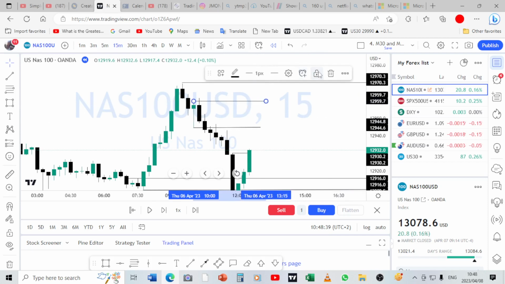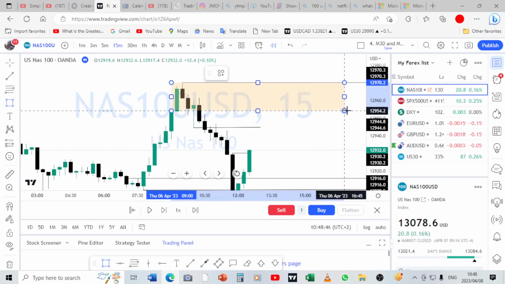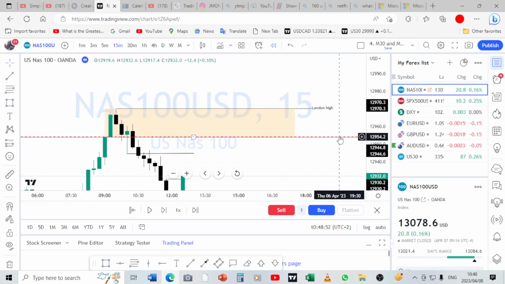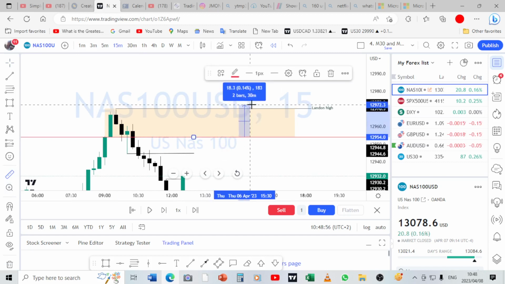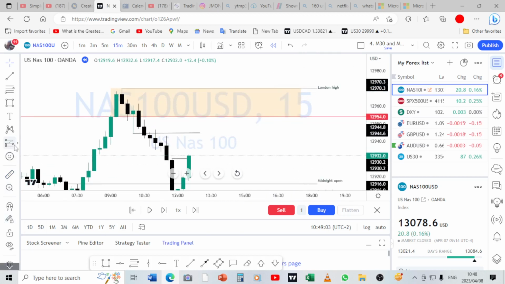So I will simply regard this as my entry area. I will simply regard this as my order block. This will be the area where I will want to see myself taking my entry. Stop loss 18 pips, please. You see, it aligns with everything, characteristics that I'm taking. So this will definitely be my entry.